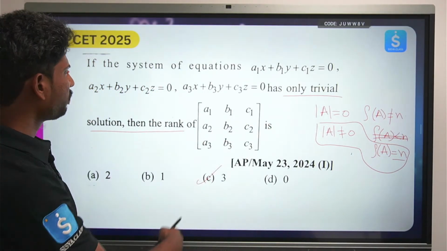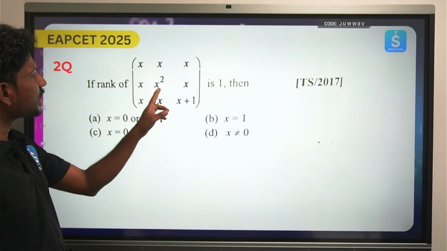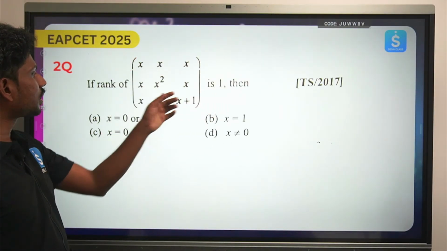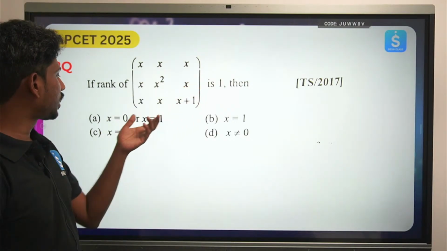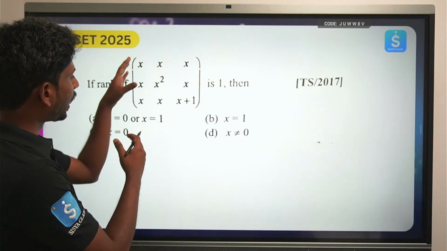It is a very direct problem. Just note the point. Next, the rank of this matrix is 1, then the possible values for x square. As you asked earlier, I will try to make you understand what is rank.